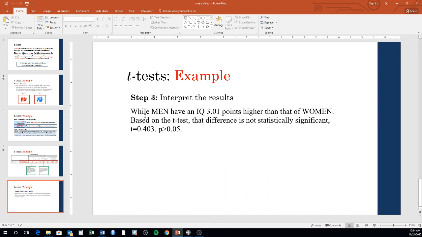You will say something to the effect of: while men have an IQ 3.1 points higher than that of women, based on the t-test, that difference is not statistically significant. So that sentence has to be there, but you also have to give me the t-value, which in this case is 0.4, and whether or not the p-value that you observe is greater or less than 0.05, our threshold. In this case, it is greater than 0.05, so you would say p greater than 0.05.